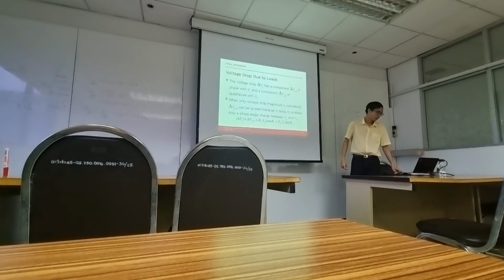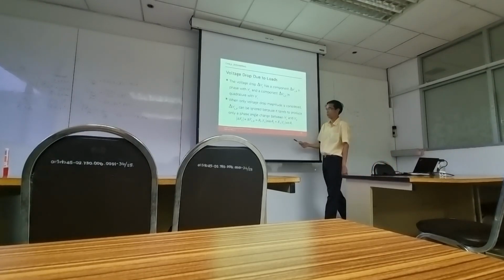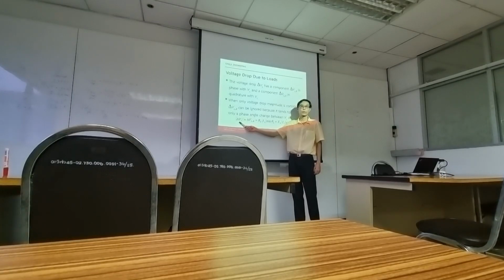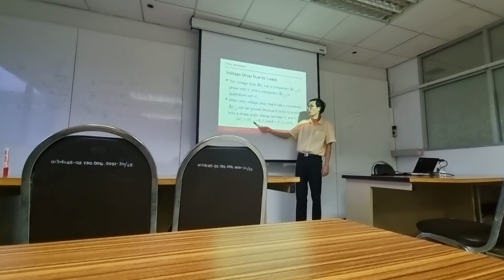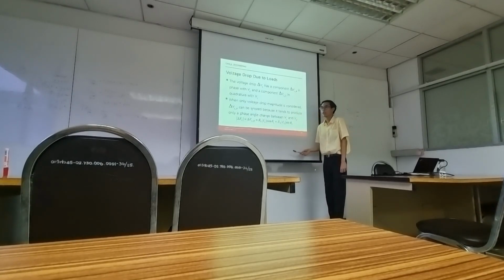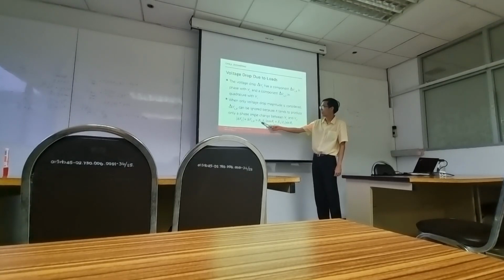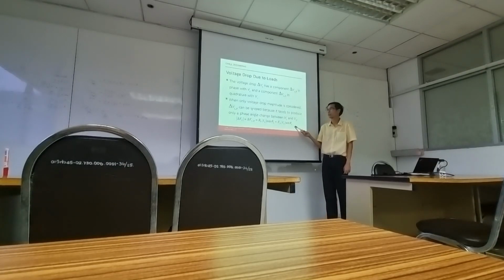So it means if we consider only the magnitude of delta VL, you can approximate delta VL by just keeping only delta VLR and neglecting delta VLX. Delta VLR equals RS IL cos theta L plus XS IL sin theta L. This is just the approximation. It will make your calculation easier.